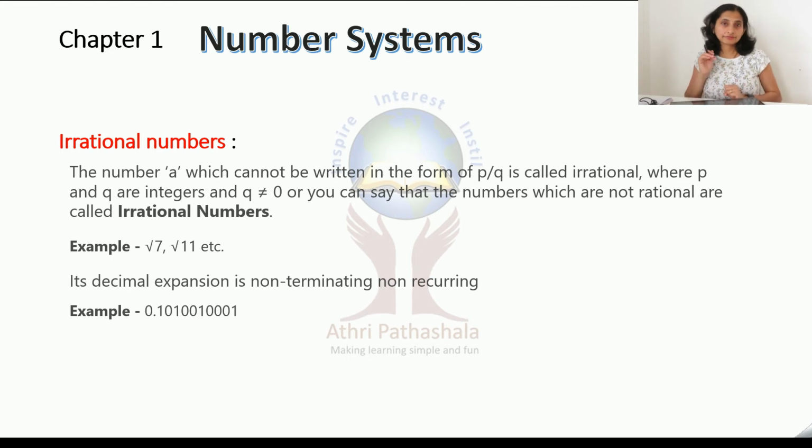And for an irrational number, the decimal expansion is non-terminating. Non-terminating means it does not have an end. And non-recurring, that is, not repeating. Recurring means repeating. So that type of number is known as an irrational number.